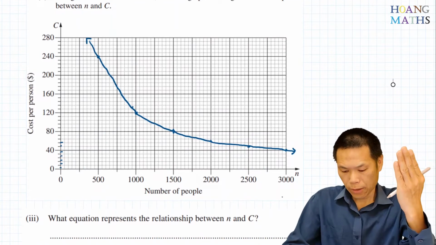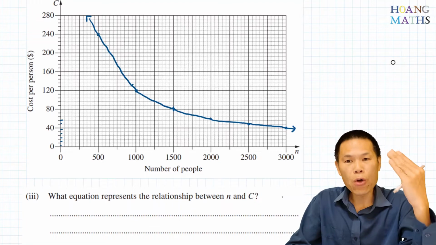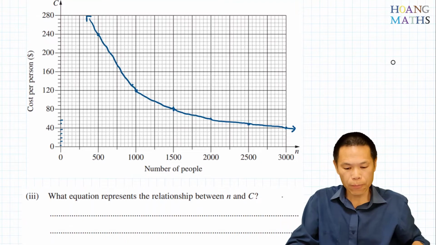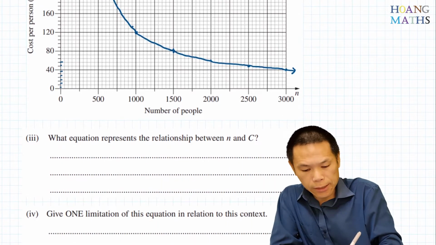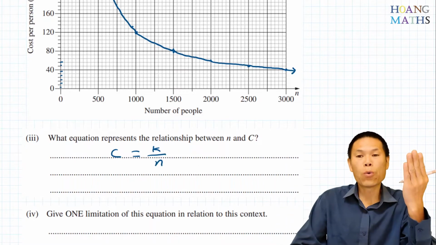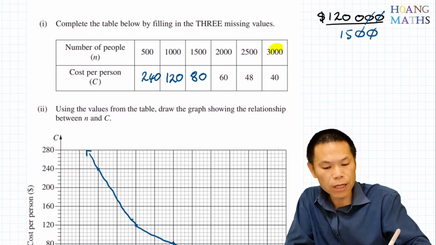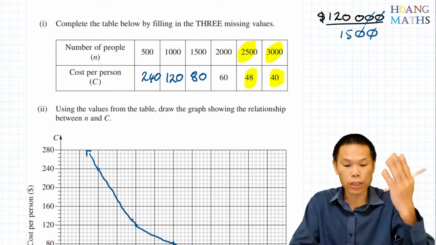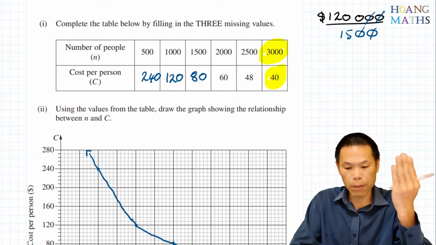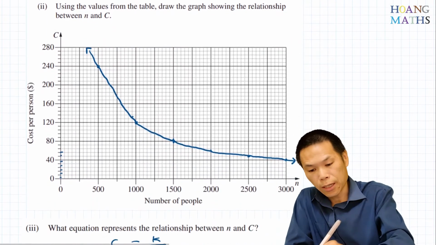Now part 3. What equation represents the relationship between N and C? We know N and C are in inverse variation, so the rule is C is equal to K over N. What we need to do is use any of these values to find the value of K, the constant. Let me just pick 3,000 and 40. You can pick any other point.